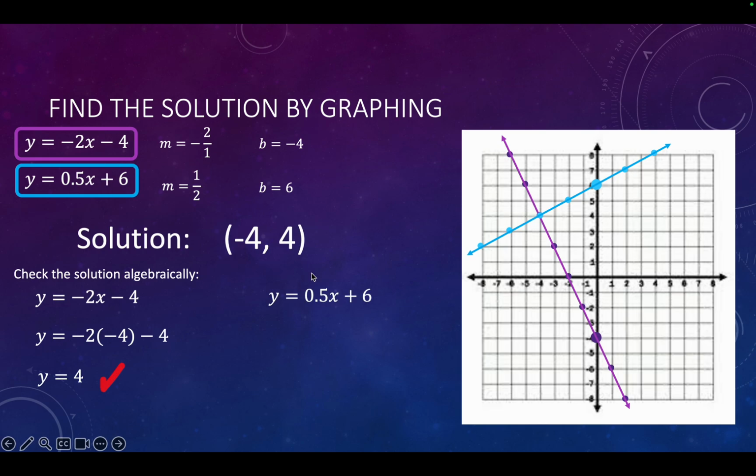Let's check the blue equation. We plug in our negative 4 into the equation, and we end up with negative 4 plus 6, which is 4. Therefore, it checks. So we can always check a solution algebraically.